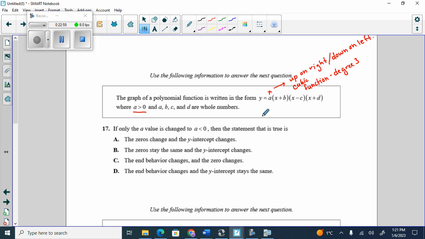So we can plug in values we want to. Let's say y equals 2x plus 1, x minus 3, x plus 4. Let's say they want us to change a, so the only value that changes is a, which becomes negative. So now we're going to get y equals negative 2 times x plus 1, x minus 3, x plus 4, and they want to know what happens. So we type the 2 in.